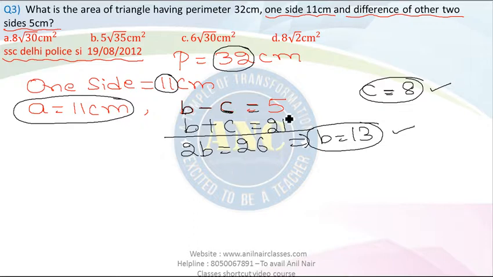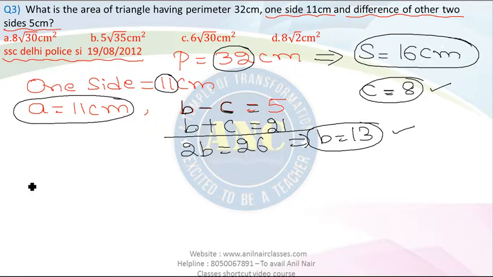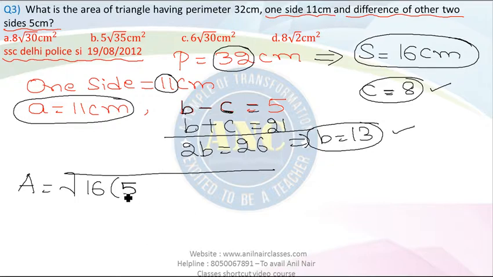All the three sides are known. Total perimeter is known. So semi-perimeter is half of 32, which is 16. Area of triangle can be easily found out as square root of S into S minus A, S minus B, S minus C: 16 into 16 minus 11, 16 minus 13, 16 minus 8, which is 8.